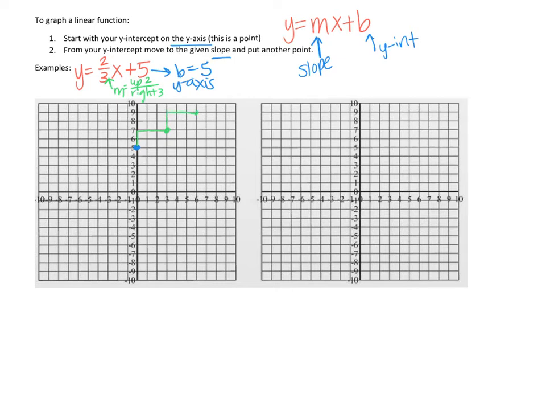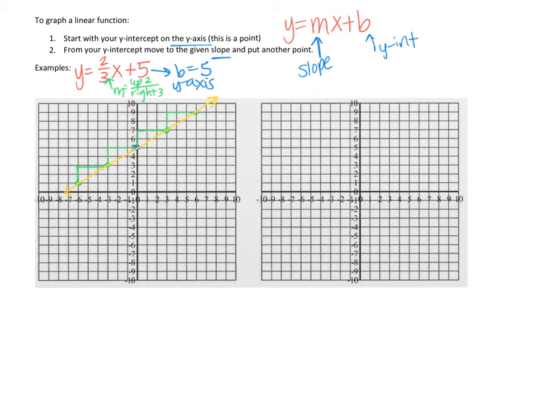Okay, now you notice, I'm at the edge of the graph. I can't go anywhere. I can take that same pattern and go backwards. So I could go from this point, I could backtrack 3 and go down 2, and I would find another point. I could backtrack 3, go down 2, and find another point. So I can see this pattern that we have will allow me to connect those dots and create my line.